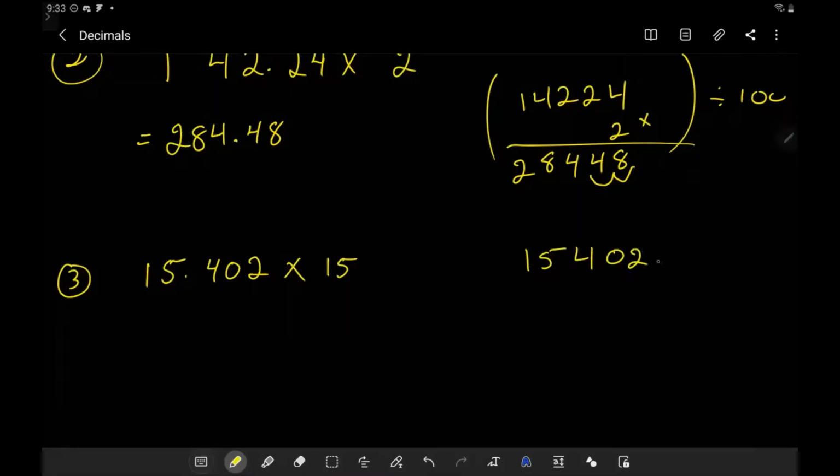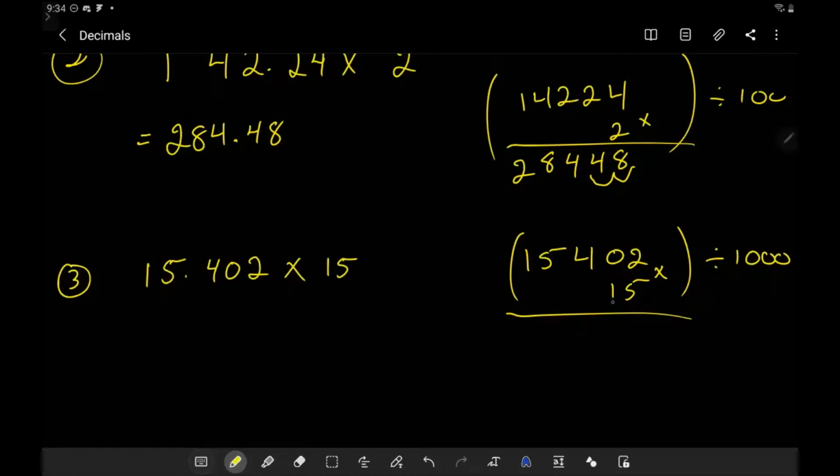So essentially, what I have is 15.402 multiplied by 15, and then we divide by how much? Well, 1,000, because we just multiplied by 1,000. So to keep everything equal, we need to divide by the 1,000. We can't just multiply by 1,000 and forget the decimal places. So multiplying this out.